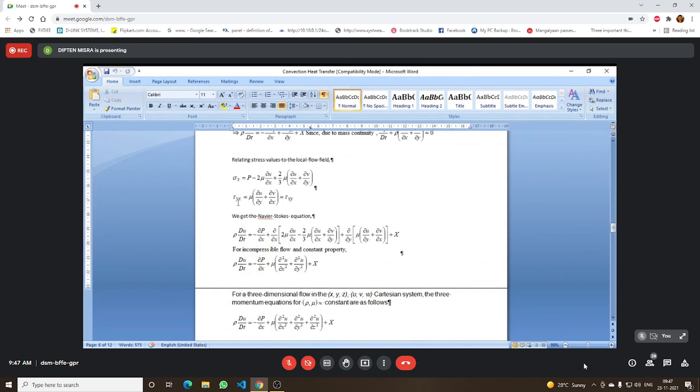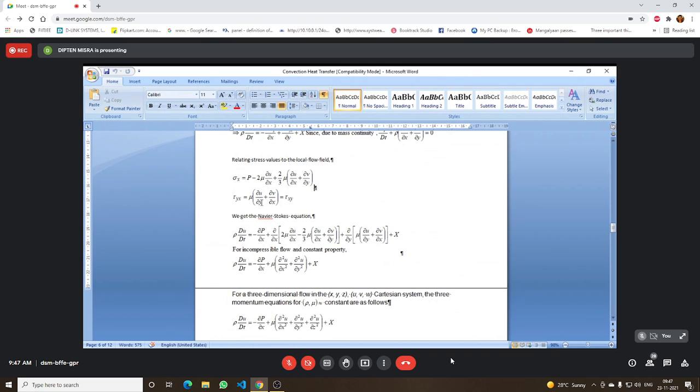The first index is indicating the face on which the stress is acting. So this indicates that the face is normal to the y-axis and the stress is acting along the x direction. Whereas this indicates it is acting on a face which is normal to the x-axis and acting along the y direction.